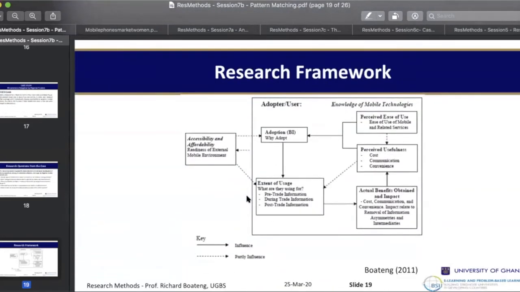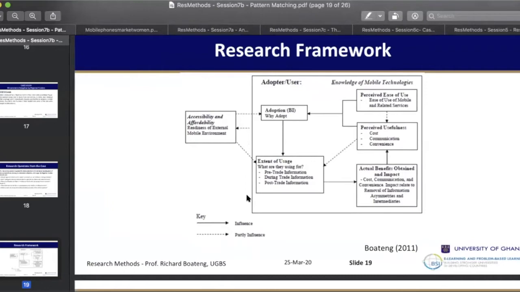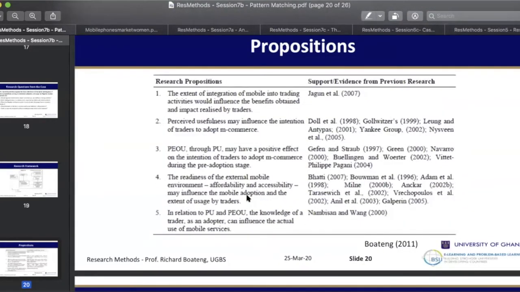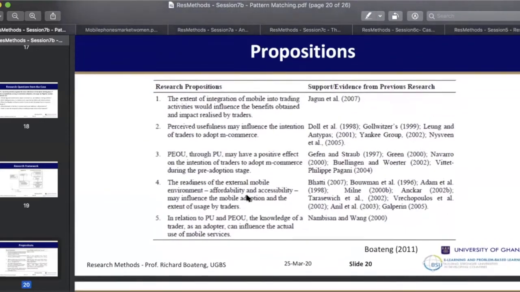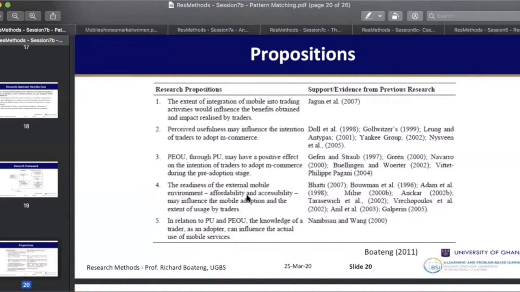market women? So this particular framework was developed, and out of the framework, these propositions were outlined from the literature. The extent of integration of mobile phone in trading activities would influence benefits obtained and impact realized by traders. Perceived usefulness may influence the intention of traders to adopt mobile commerce. The readiness of mobile phone, external mobile phone environment, affordability and accessibility may influence the mobile phone adoption and extent of usage by traders. So all of these are stated out, and there's literature to support them, showing that the research propositions are coming from the theory and then the literature.